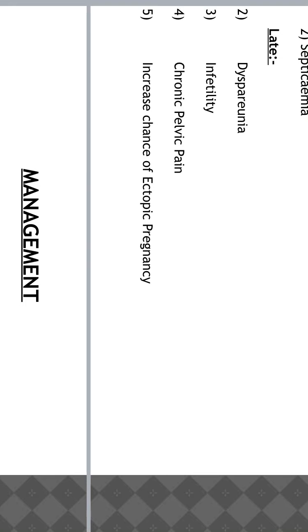Why? Because what is PID? It is the infection and inflammation of the uterus, fallopian tube and the ovary. Because of the infection and inflammation, the ciliary movement in the fallopian tube is affected. So the egg from the ovary can't easily go to the uterus. Because of the affected ciliary movement, eggs get trapped in the fallopian tubes and there is more chance of ectopic pregnancy.